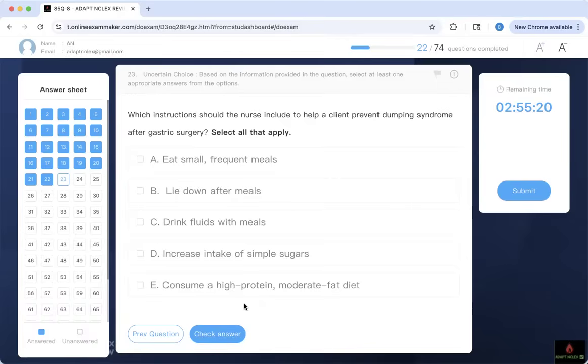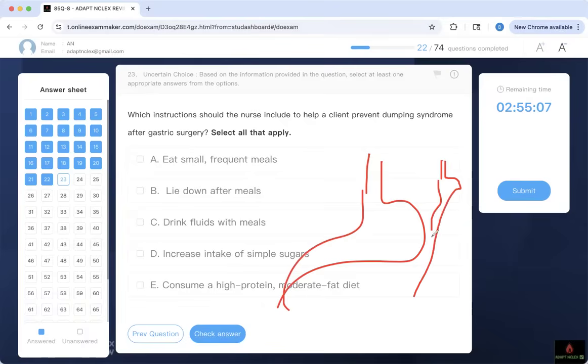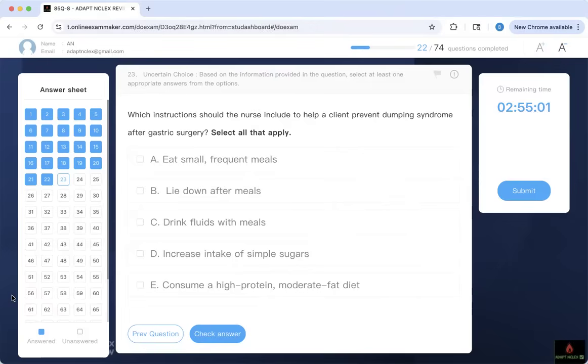What is dumping syndrome? I don't want food and fluid to just go down inside you right away when you eat, because this is what their stomach used to be. Now they have this tiny stomach, right? So when you eat, boom, it's going down. Therefore, how do you prevent food from going down? Well, it's easy. Small, frequent meals.